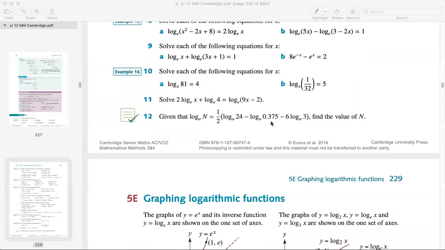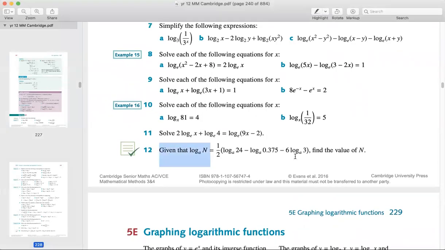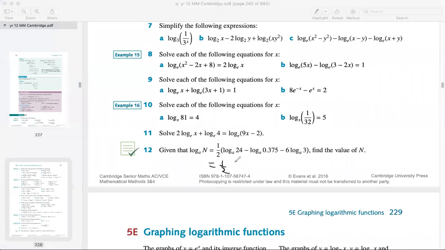And this comes to our final question, which is this guy. Solve for n. This looks pretty tricky, but we can do it again without using CAS, okay? Let's look at the right hand side. We just keep the half over here at first. Then log a 24 minus this guy 0.375. We may prefer fractions, so we change to 3 over 8. Okay, and again this one we change to log a 3 to the power of 6.